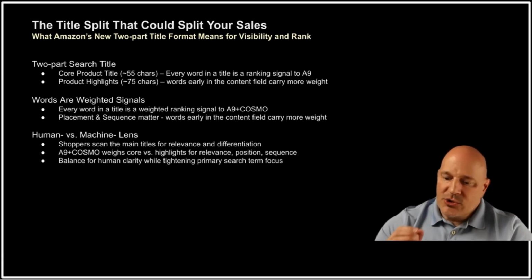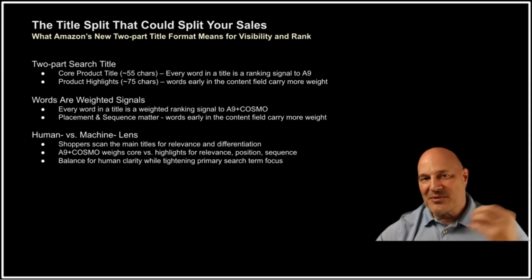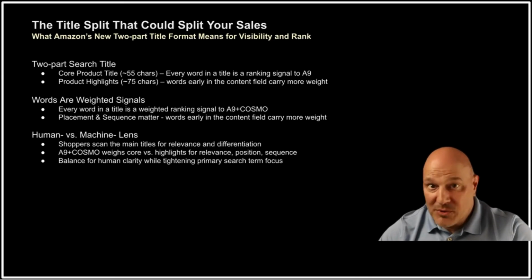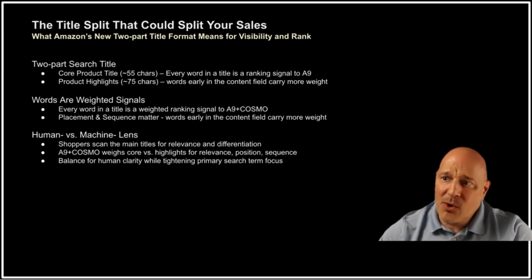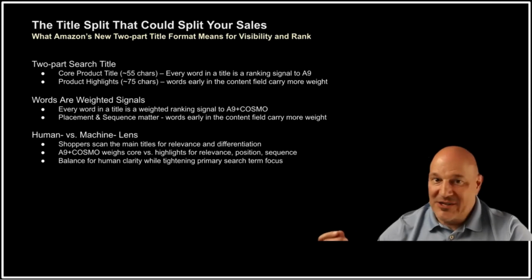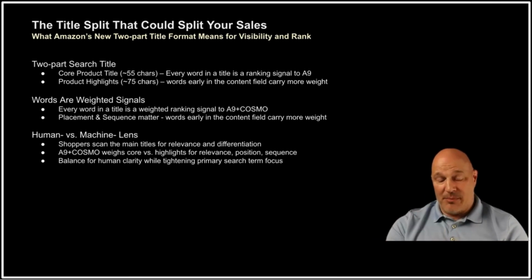And so to the shoppers, you're going to have two lenses. One is going to be for the algorithm, the other one's going to be for the shopper. The shopper is primarily going to be looking for relevance and differentiation. And then A9 and Cosmo are going to be looking at how do the words and the text inside the core and the highlight content fields signal relevance, position, sequence, in other words, what your intent is as far as targeting that shopper.